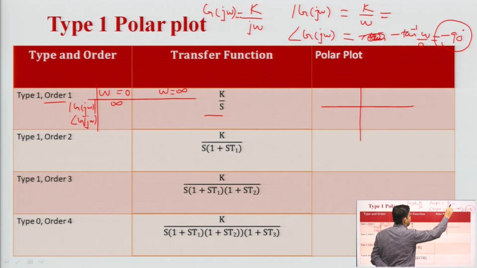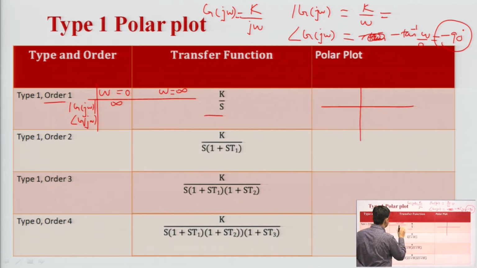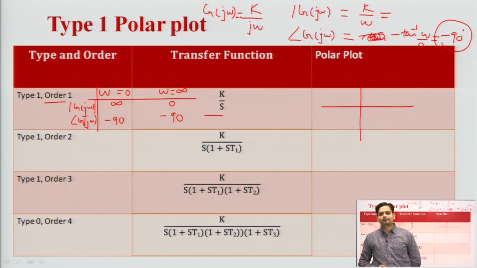When my omega is infinite, this value would be 0. First step done. Second, my phase, whenever my omega is 0, it is minus 90, as I told you. Whenever my omega is infinity, again it is minus 90. It means my polar plot will initiate from the phase of minus 90, and it will terminate at the phase of minus 90.